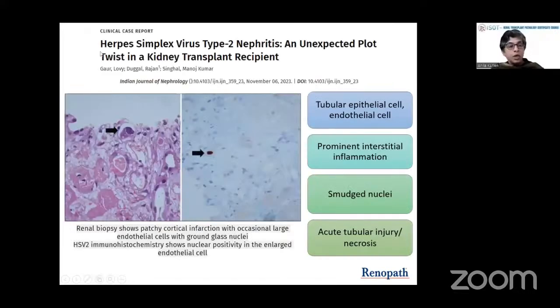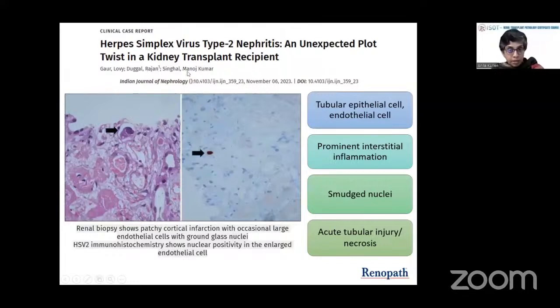The third case, the virus I've been asked to talk about, is herpes simplex virus. I've never diagnosed a case of herpes simplex virus. It's extremely rare. Even while preparing this presentation, I was searching the literature. There are just 4 or 5 case reports. And here we have a case from Delhi, from Dr.